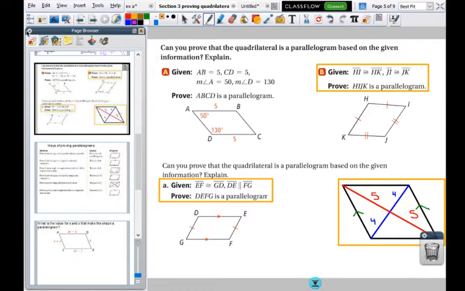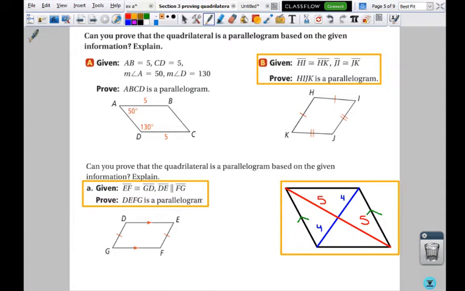So let's look at this one. It says, can you prove the quadrilateral is a parallelogram based on the given information and explain? So let's go through here and look. I've got some stuff labeled and some things that it says is given, so let's make sure everything is on there. AB is 5, alright, we got that. CD is 5, we got that. Measure of angle A is 50. Measure of angle D is 130.